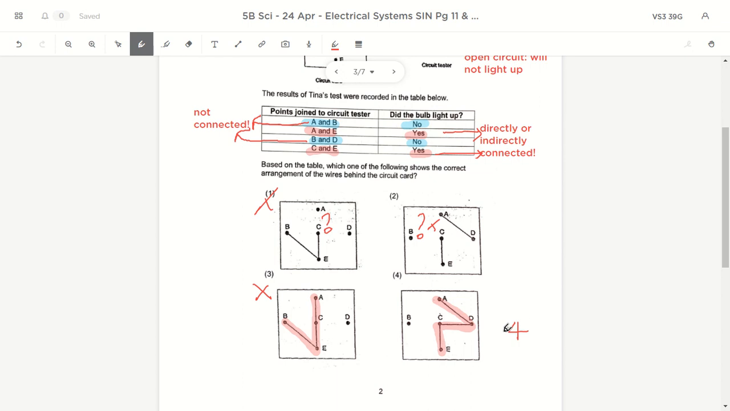So for this one you have to really go through each and every option to see how they are connected. You can always trace using your finger or a highlighter, tracing the path of the electric current. For this case, A and B are not connected, A and E are connected, B and D are not connected, and C and E are connected. That's why it fulfills this result over here. The answer is 4.